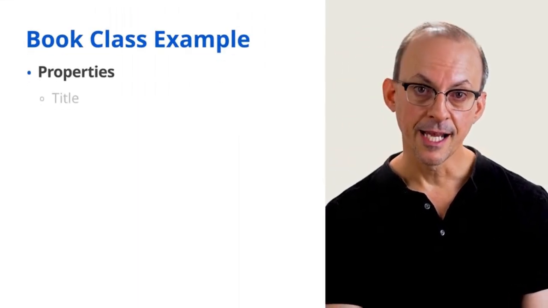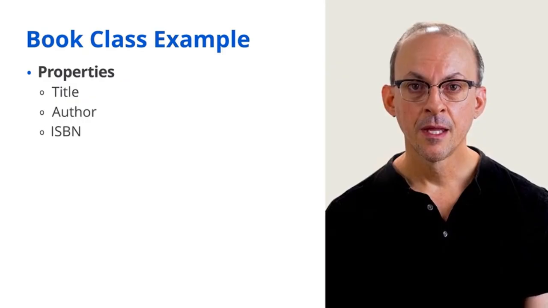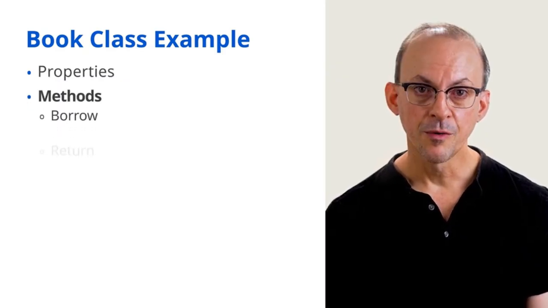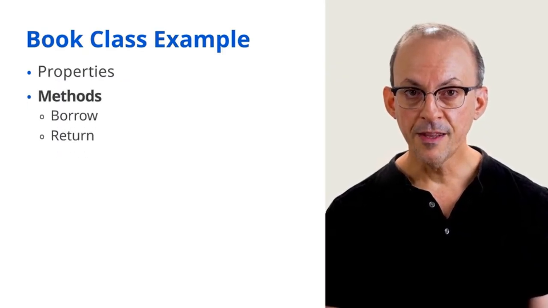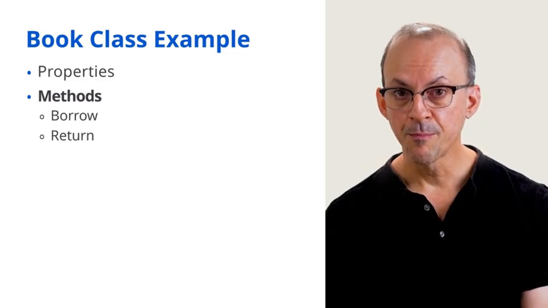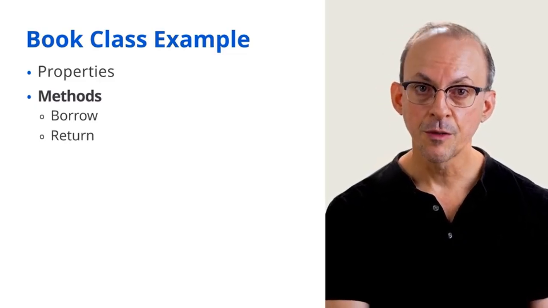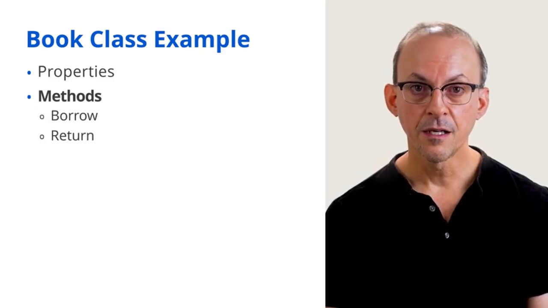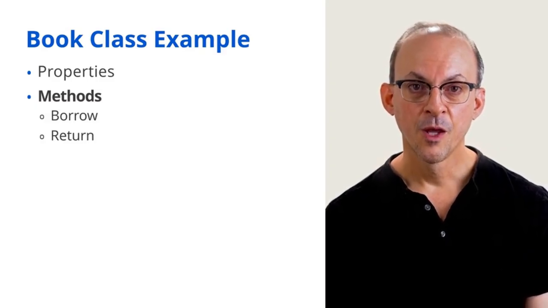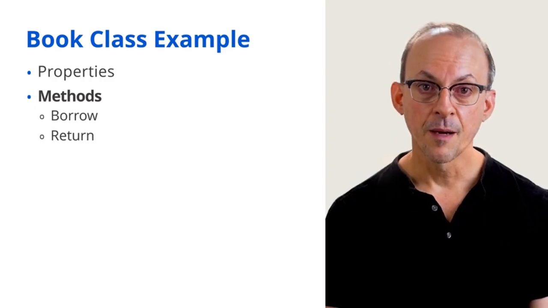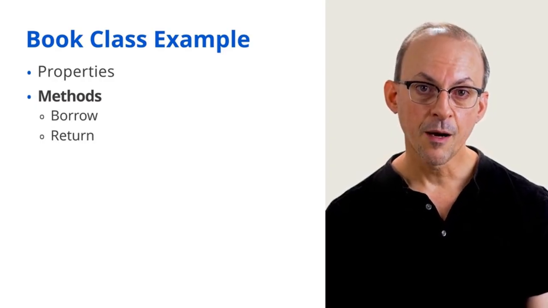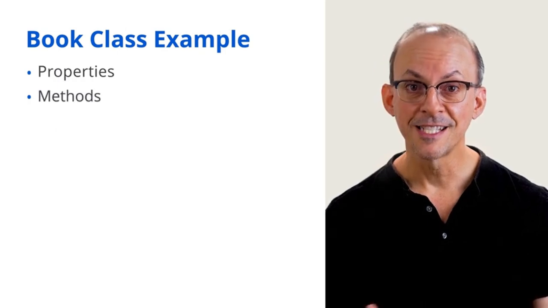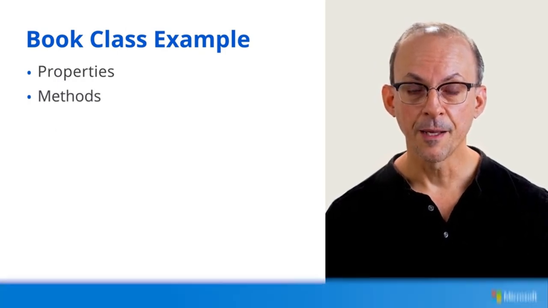Now let's bring these ideas together using an example of a book class that might be used in a library system. The book class might have properties like title, author, and ISBN. It might also have methods like borrow and return. By defining these properties and methods, we can create specific book objects, each representing a particular book in the library with its own title, author, and ISBN. When a book is borrowed, the borrow method can update the status of the book, demonstrating how properties and methods work together to manage the state and behavior of objects in OOP.